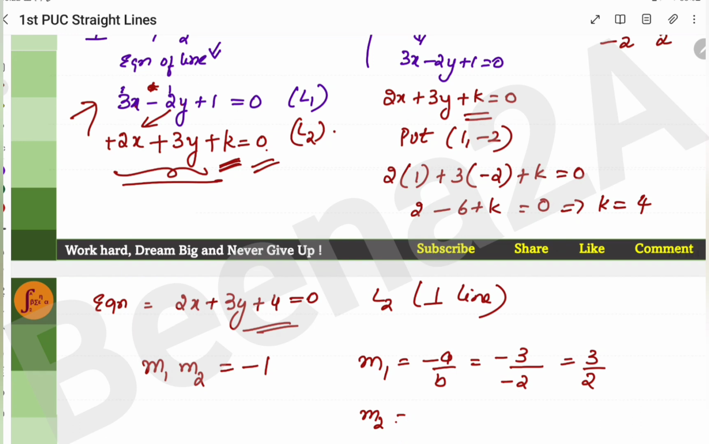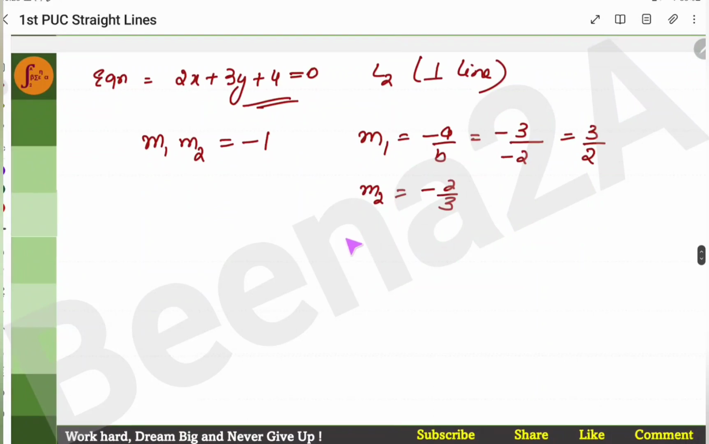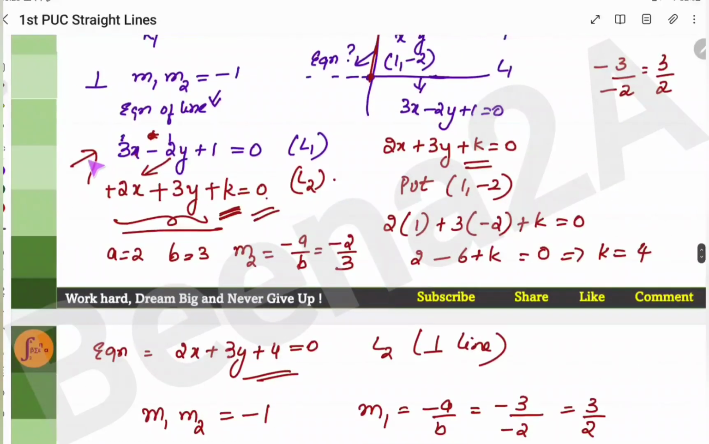Now let's take the slope of this perpendicular line. What is a here? 2. What is b here? 3. What is m2? Minus a by b, which is minus 2 by 3. So m2 is minus 2 by 3. Now if you multiply both of these, 3 by 2 into minus 2 by 3, that is, I'm multiplying m1 into m2. When I multiply, I'll get -1 as the answer. Therefore, I can see that the lines are perpendicular. Both of these lines are perpendicular.